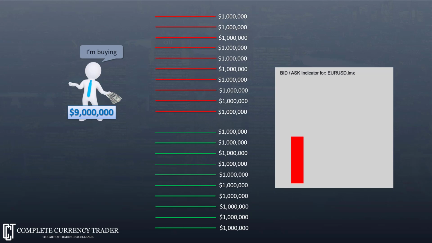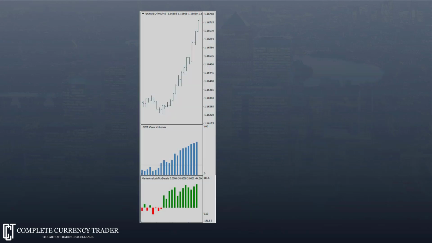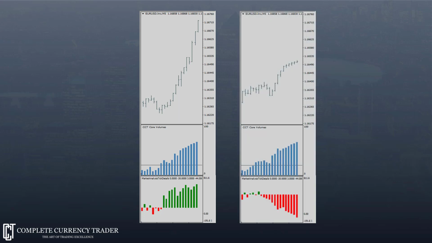Can you see how that situation basically acts as resistance? In the first example, the price was moving up easily in the direction of least resistance, or the least liquidity. In the second example, the price was trying to move up in the direction of most resistance and most liquidity, and unsurprisingly, it struggled.